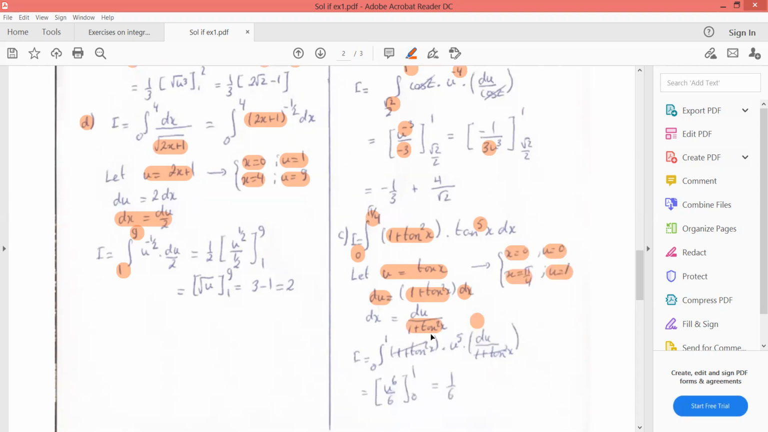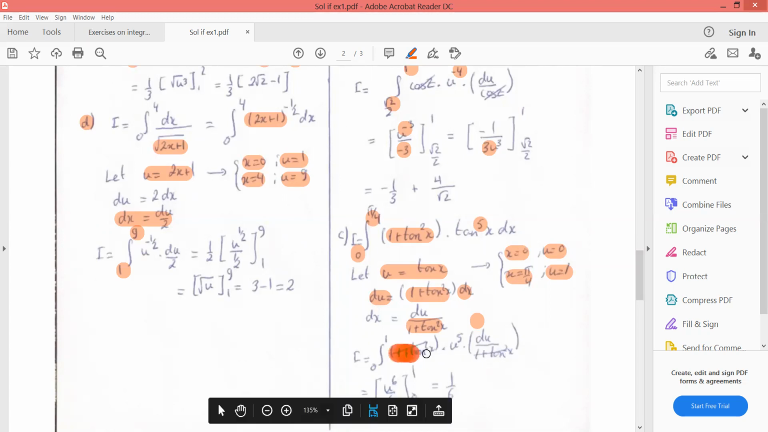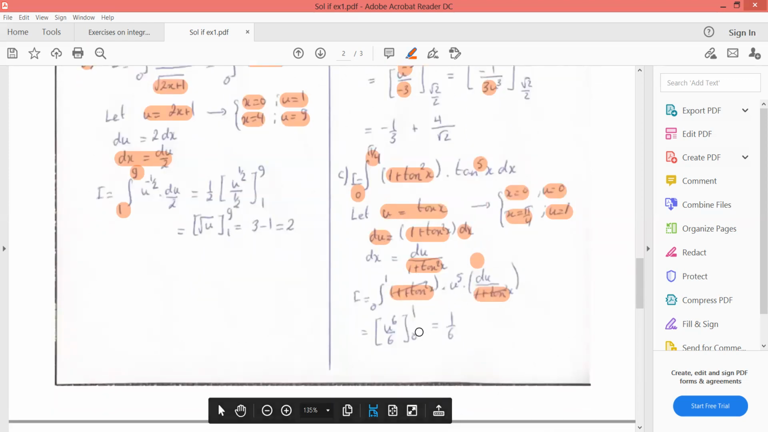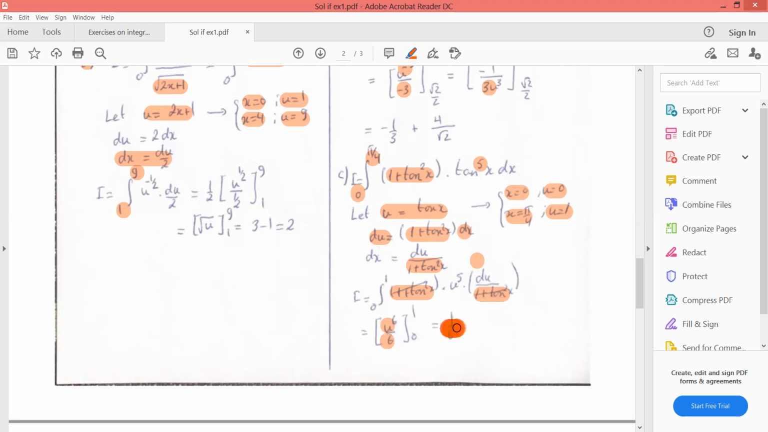I replace each one by its value. 1 plus tangent squared, I leave it 1 plus tangent squared. U power 5 du. dx is du over 1 plus tangent squared. 1 plus tangent squared with 1 plus tangent squared, we simplify them. We get u power 6. We add the power by 1 over 6. Then f of b minus f of a, we get 1 over 6. Any questions about part C? No. All of you know?